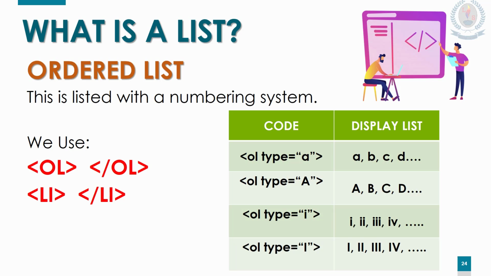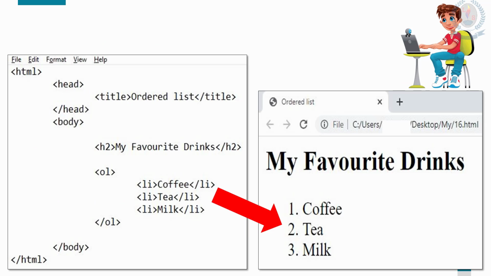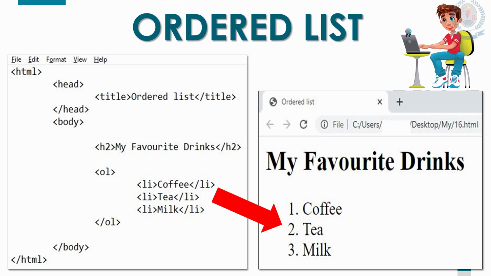Now you have to have the OL tag. Within that you have to have the LI tag to indicate the items. Then within that, first you say coffee. Then it takes the number 1 as coffee. Then tea, and then milk. And then the closing tag of the ordered list. This is the output.